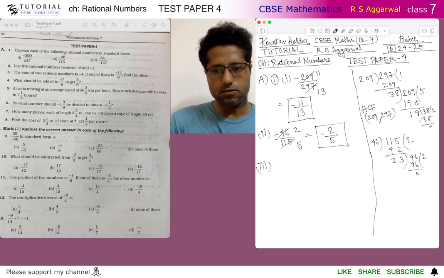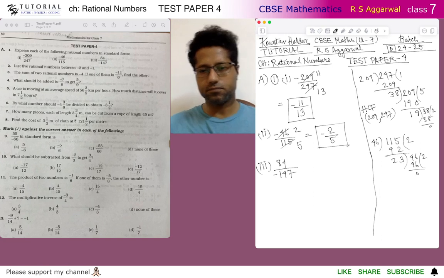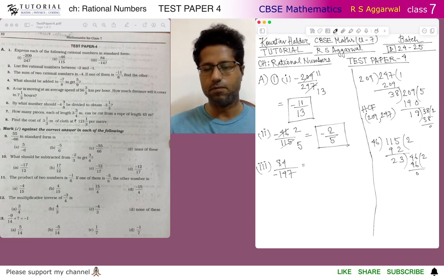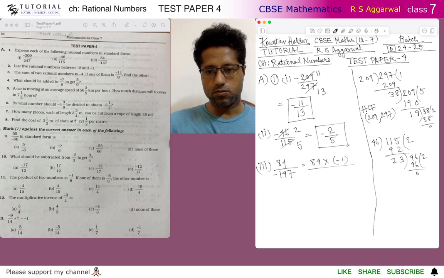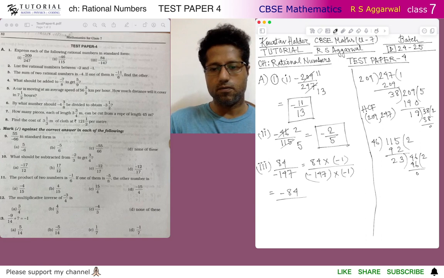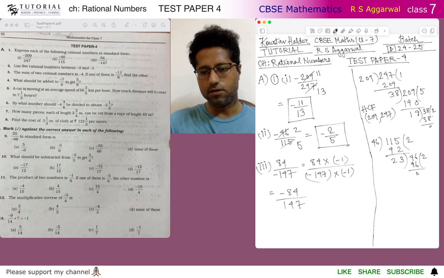Part 3 is 84 by minus 147. First we have to make the denominator positive. We make the denominator positive by multiplying both the numerator and the denominator by minus 1. When we multiply both by minus 1, this becomes minus 84 by 147. Now we have to see if there is any common divisor.